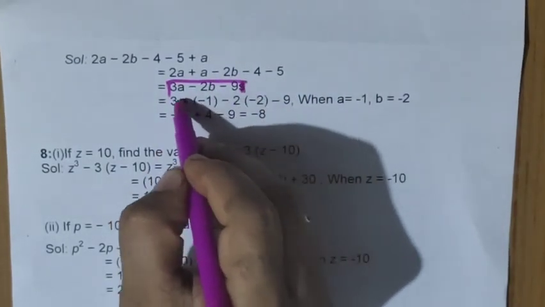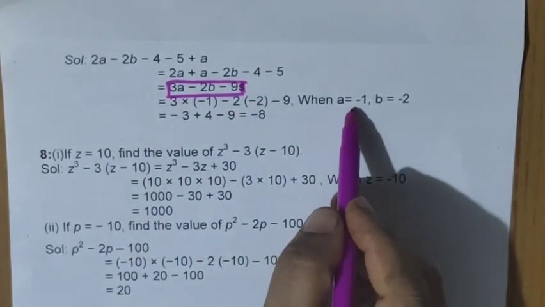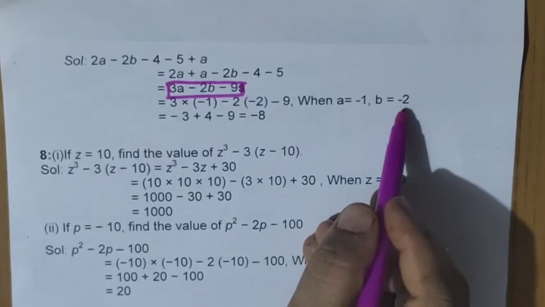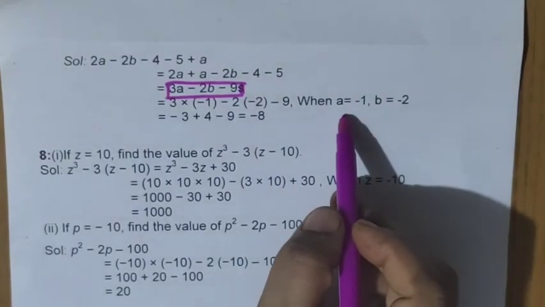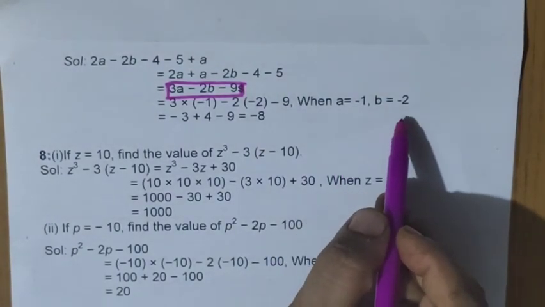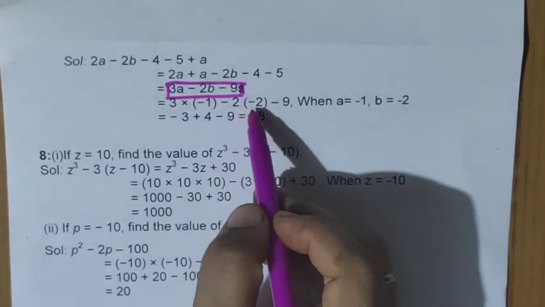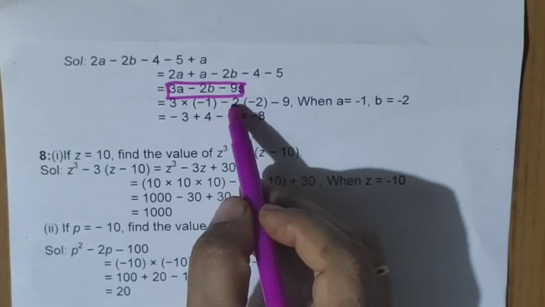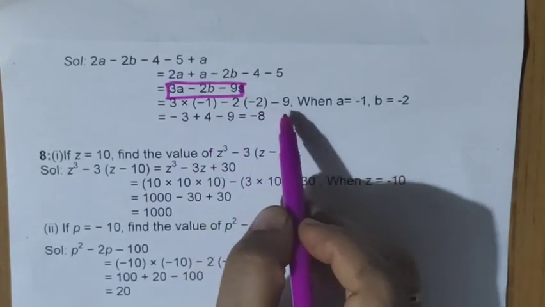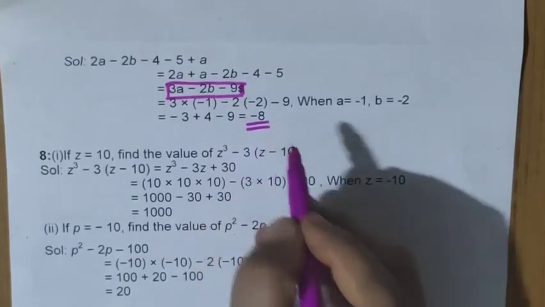So we will put it in a box. Now what is the next step? We should write a equal to minus 1 and b equal to minus 2. This fifth question has two variables, and what is the value for those variables? a equal to minus 1 and b equal to minus 2. So 3 into minus 1 minus 2 into minus 2 minus 9. 3 into minus 1, what is the answer? Minus 3. Minus 2 into minus 2 is plus 4. Again minus 9. So after the simplification you will get minus 8.